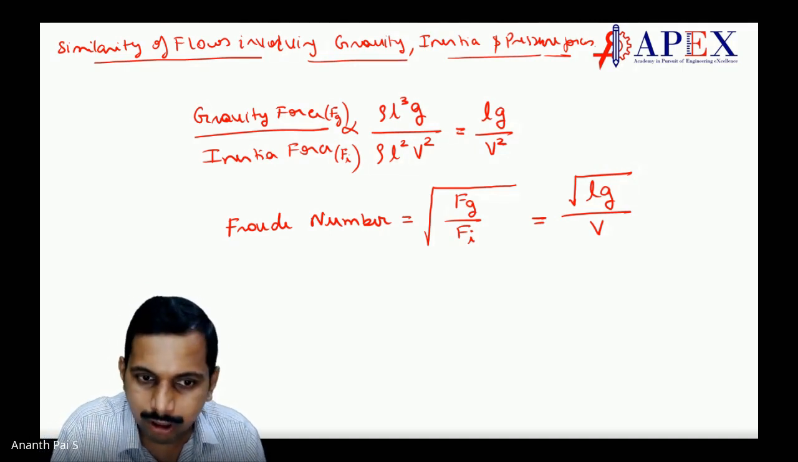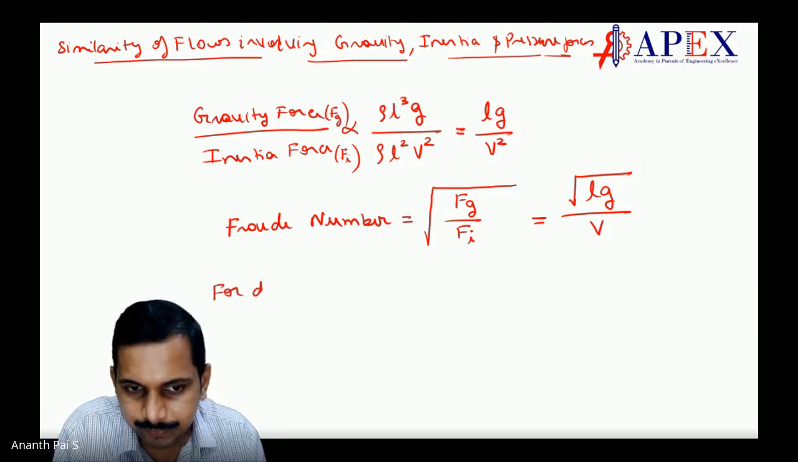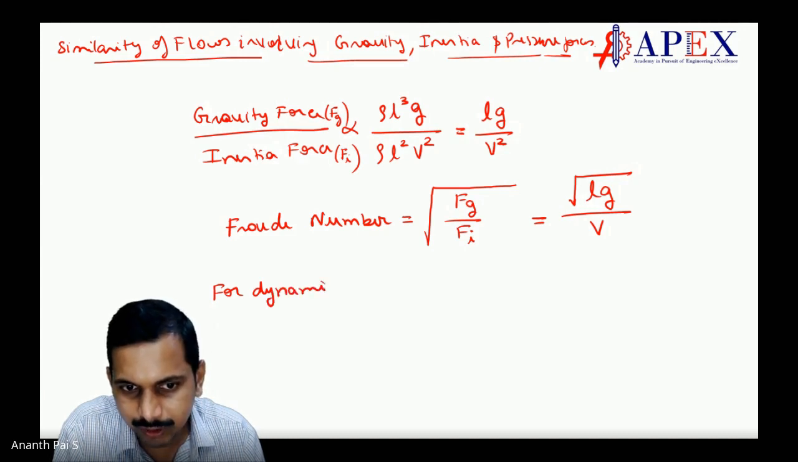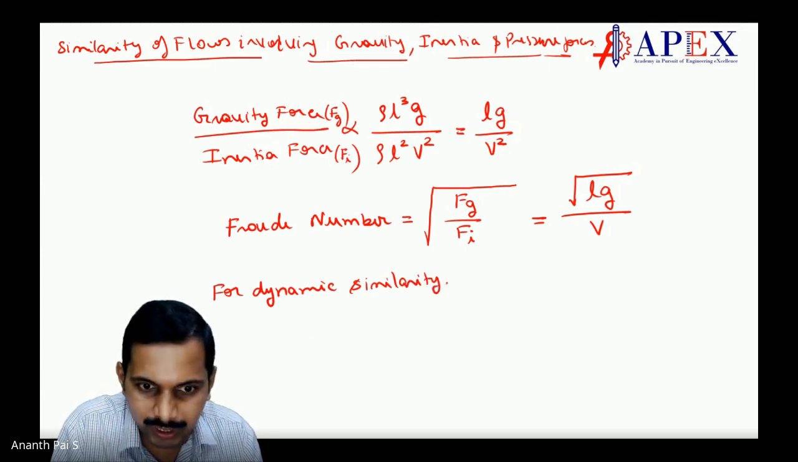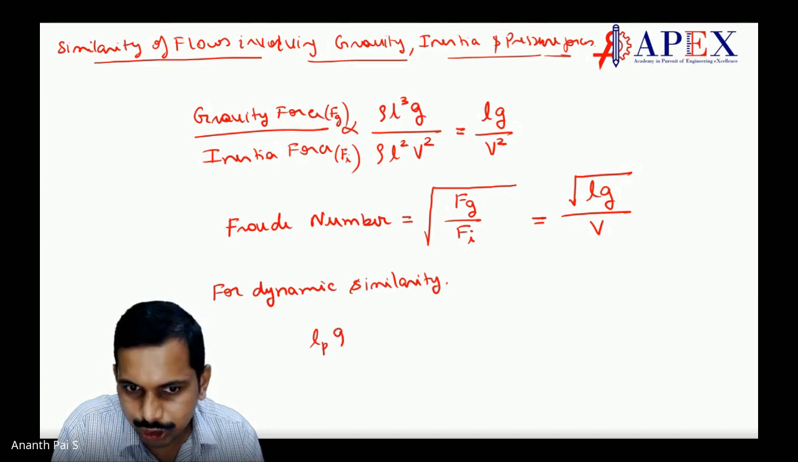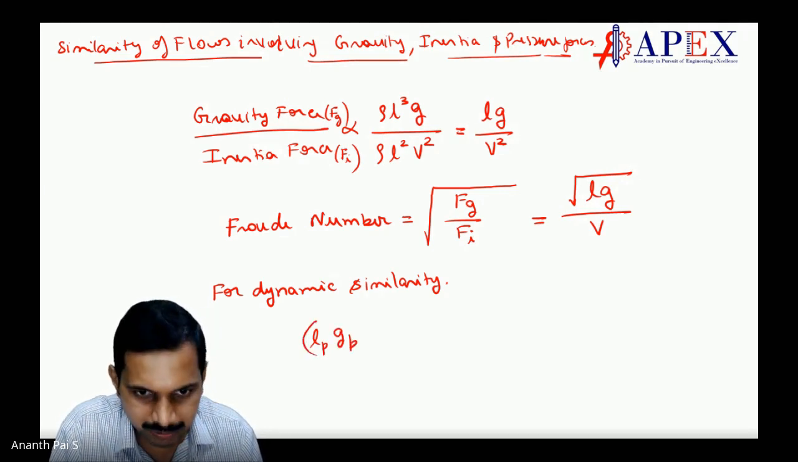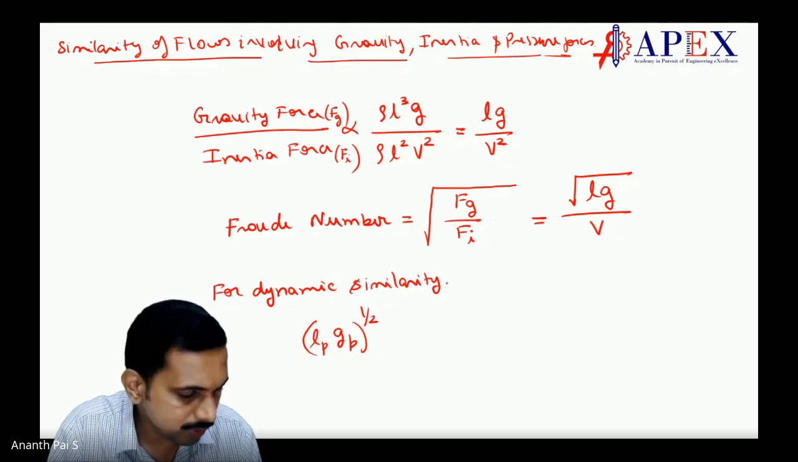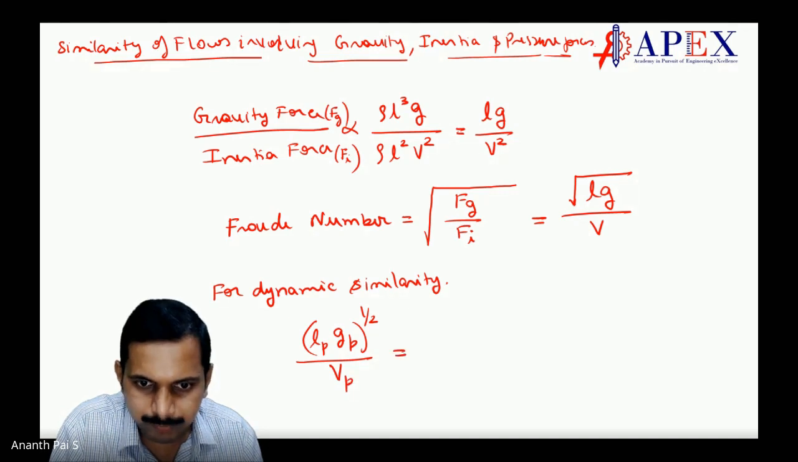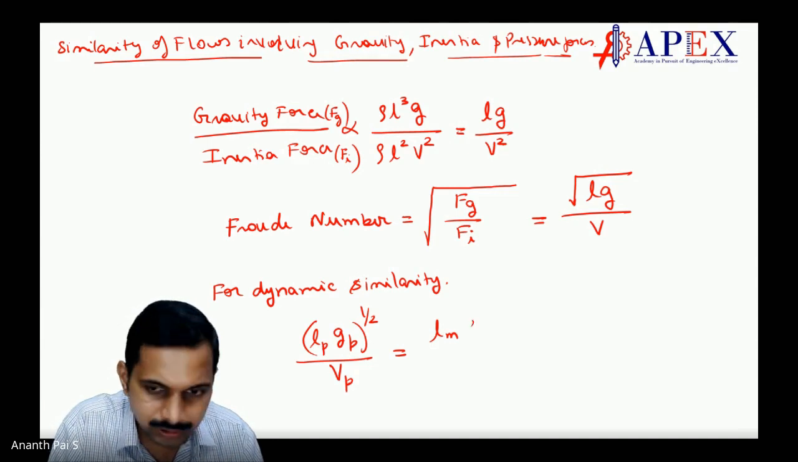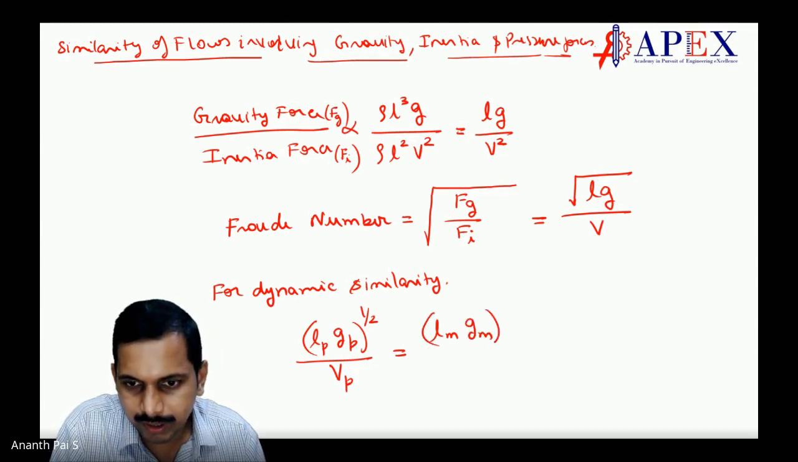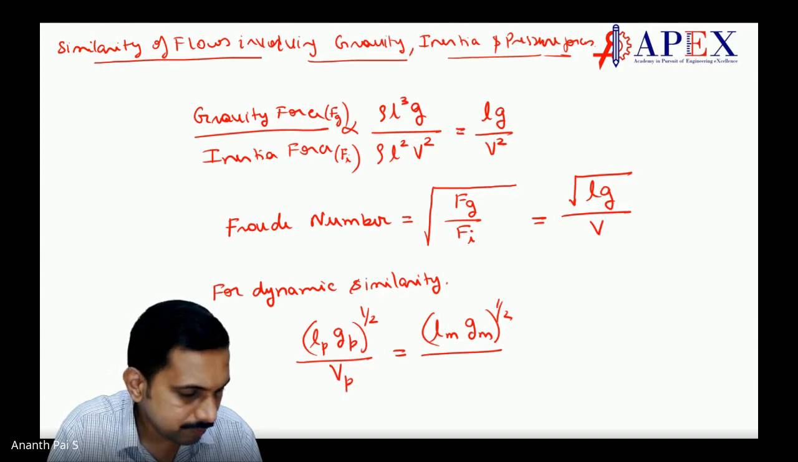So for dynamic similarity, what should happen? You have your L of the prototype, G of the prototype, which is generally the same, but it may change also sometimes. Lp to the power half divided by the V of the prototype should be equal to Lm, that is length of the model, gravity of the model, raised to half divided by Vm.